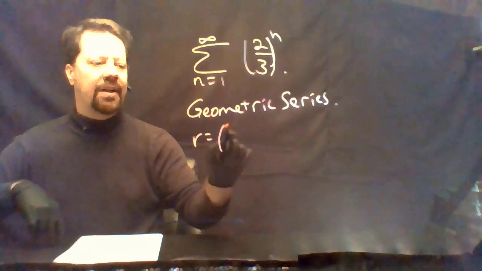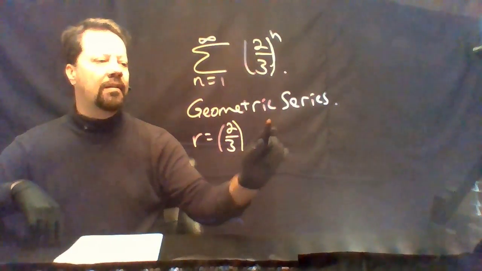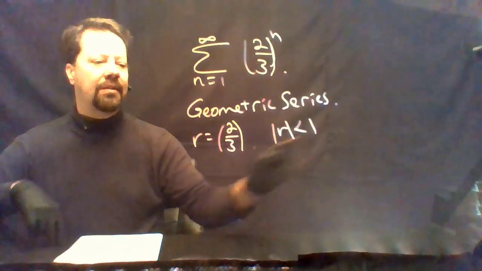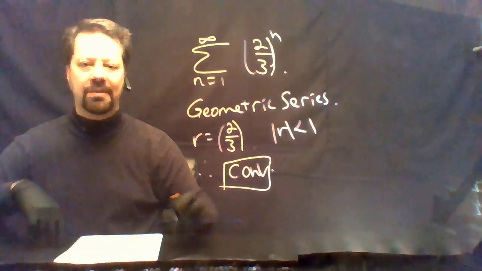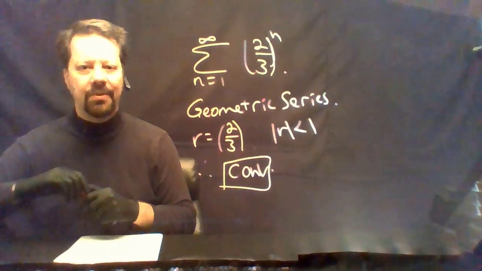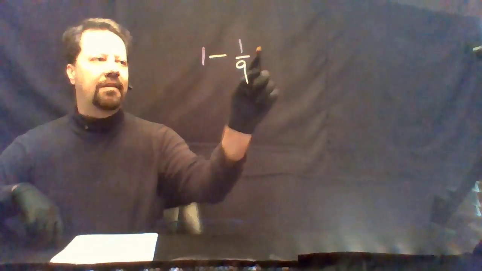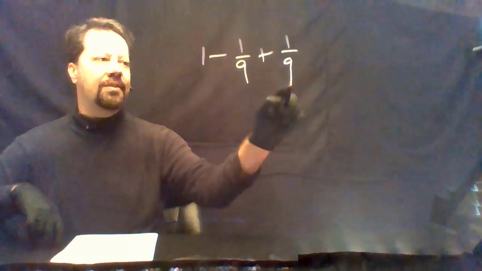The common ratio is 2/3. Since the common ratio has a magnitude less than 1, the series converges. In fact, it's possible to find what the series converges to in this instance. In the next problem, you are asked to calculate the sum of the infinite geometric series.